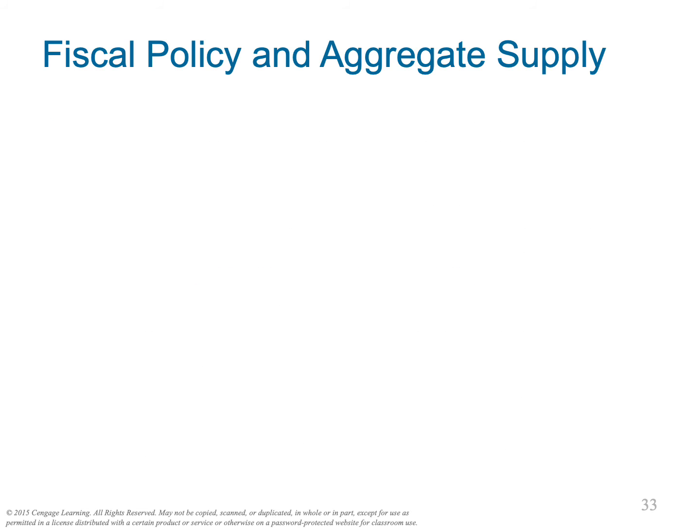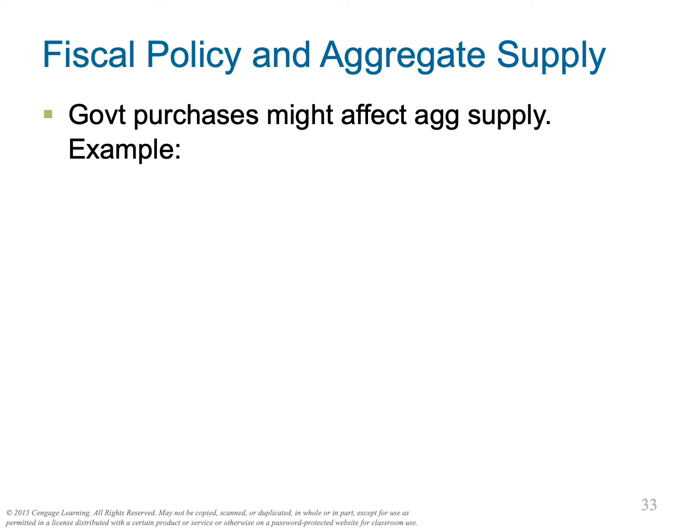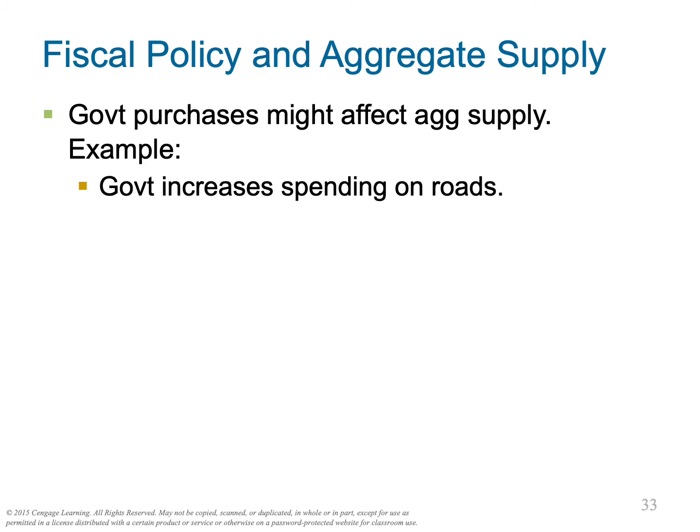Another example of how fiscal policy might affect aggregate supply is through government purchases. So how could government purchases affect aggregate supply? Well, a good example is spending on roads, right? If we didn't have roads that were maintained and built by the government, production would be a lot harder. I mean, we would have semi-trucks driving on dirt roads. It would take you hours to get to work instead of 30 or 40 minutes, right?